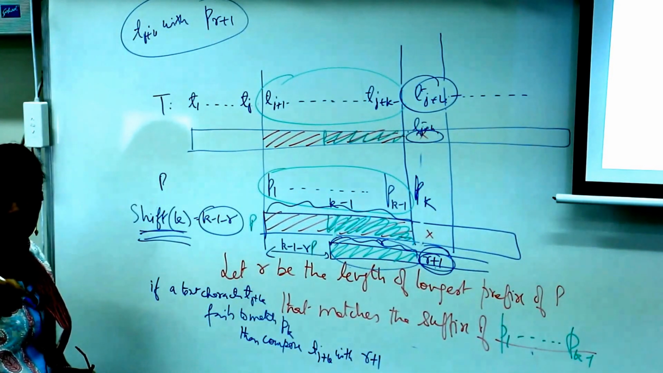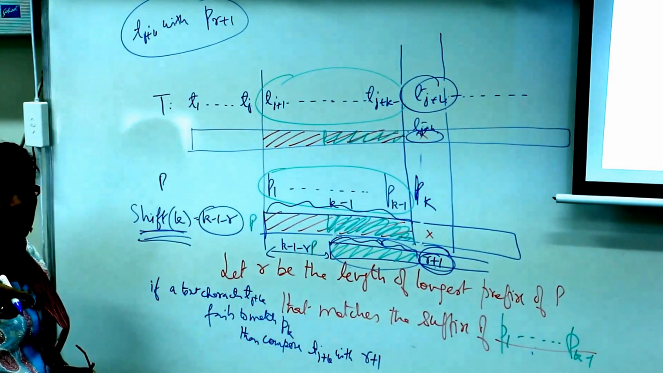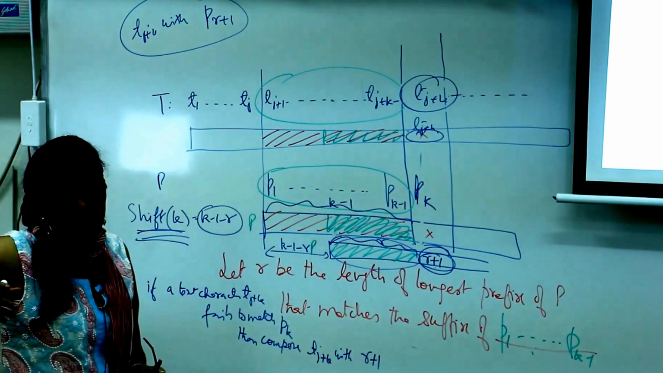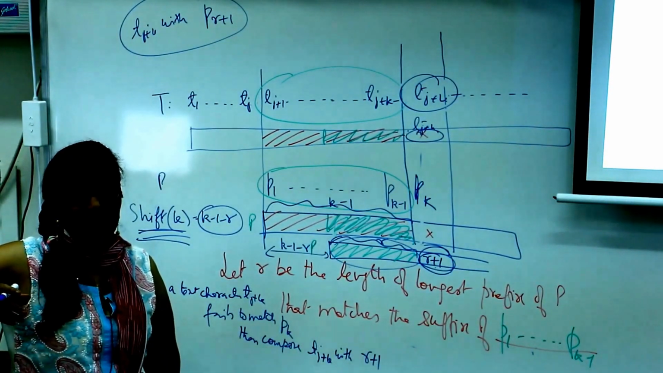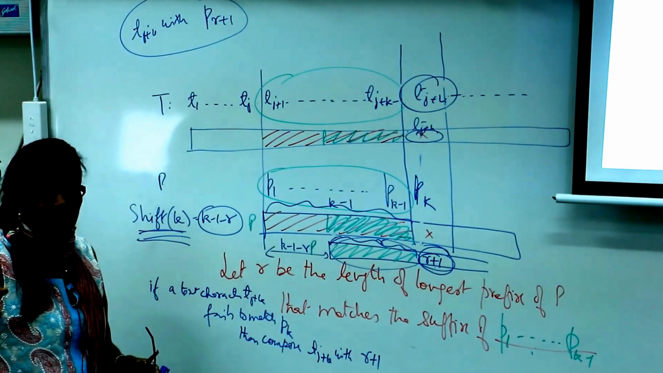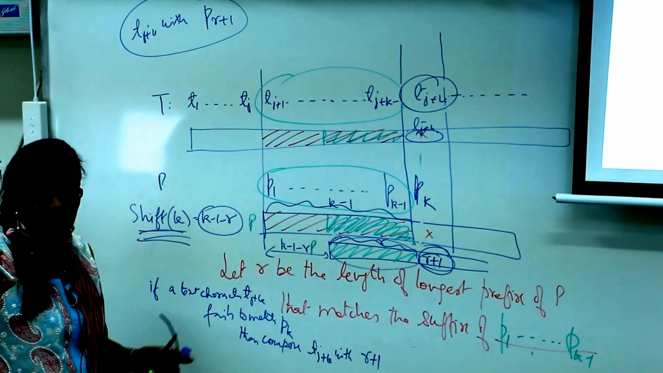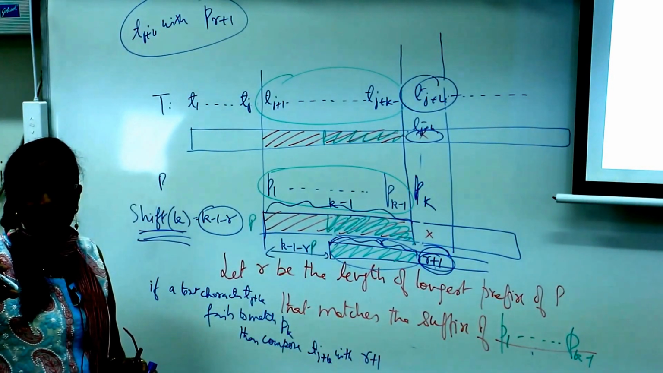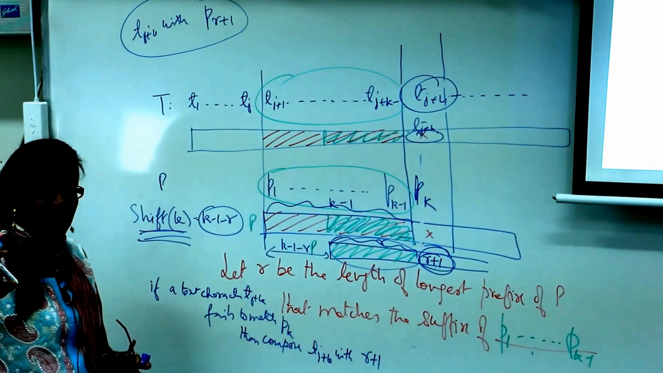So when we are doing the analysis of this, we will compute what is happening when two characters are being compared, one from the text, one from the pattern. Either the two match or they do not match. That's all. So if we compute the number of matches and the number of mismatches, that gives me the time complexity of my algorithm.